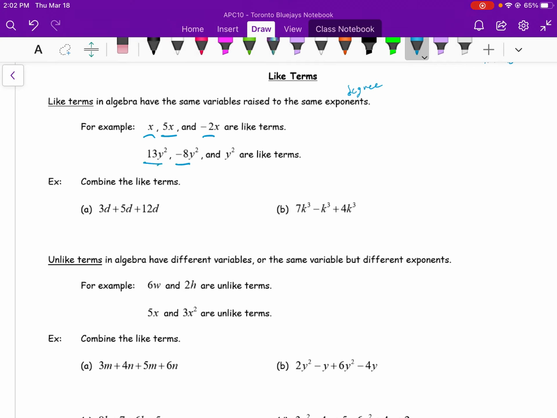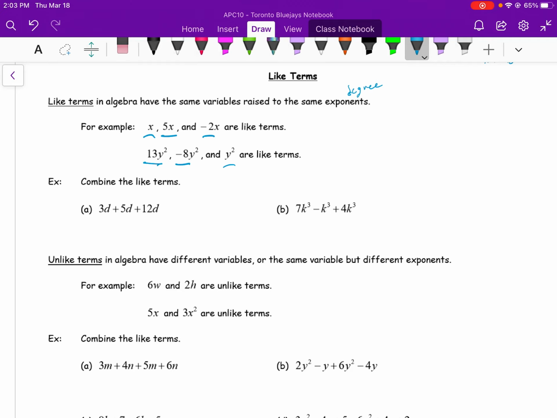13y squared, minus 8y squared, and y squared are all considered like. They all have the variable y raised to the exponent 2. In other words, they're the same variable raised to the same degree. And you may be wondering, why is this important? Well, because if you ever have like terms, you can combine like terms.